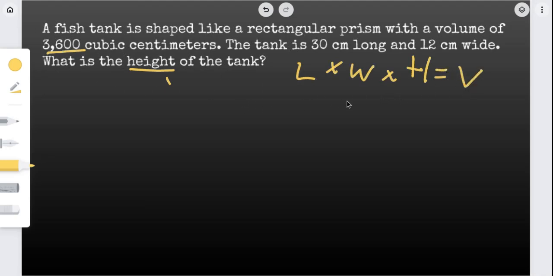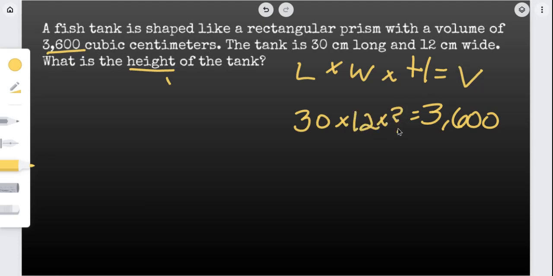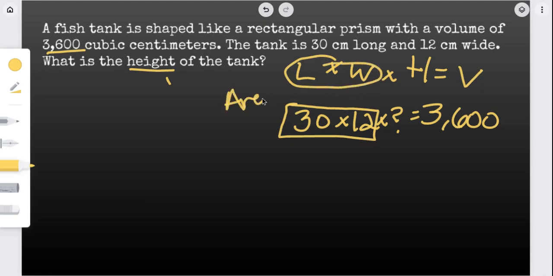Well, in this particular case, they did already give us the volume, so I'm going to fill that in. 3,600 is my volume. They gave me the length, and it's 30. They gave me the width, and it's 12. What I need to figure out is the height. So I'm just going to keep moving forward with the information that I already do have, my length and my width. And if I stop and think about it, length times width, isn't that the same as area? And so we remember that we have talked about the importance of base area to find volume. So in this case, the length times the width is going to be my base area.